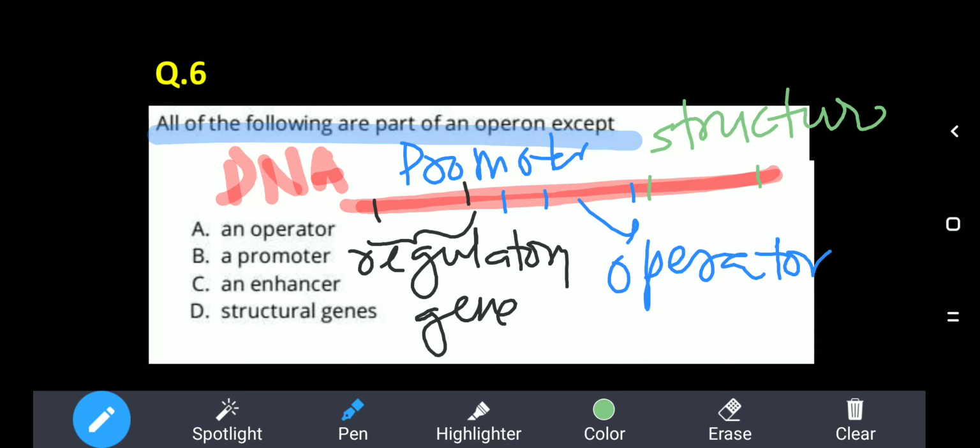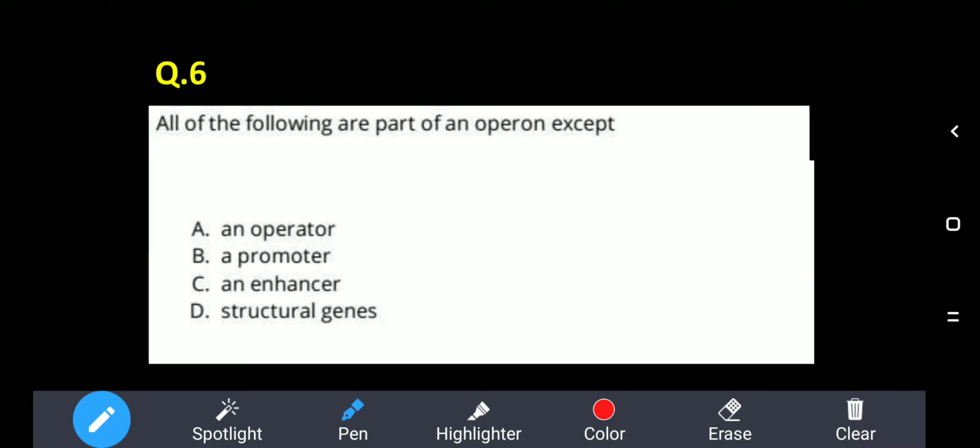So if you see in the options, this is the structure of the operon I have drawn, in which it has got promoter, regulatory gene, operator, and structural gene. In this, I don't see an enhancer. So enhancer is not there. After transcription happens from the operon, mRNA will be produced and different types of proteins are going to be produced from the process of translation. So this is it. We're going to move further ahead with the next question.